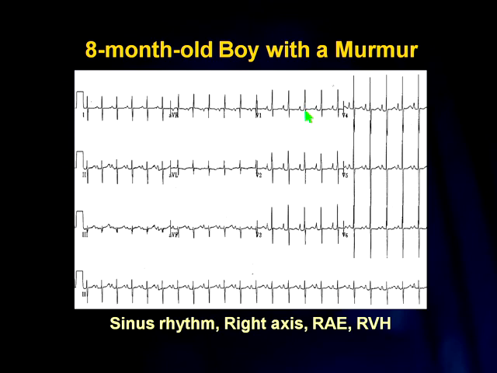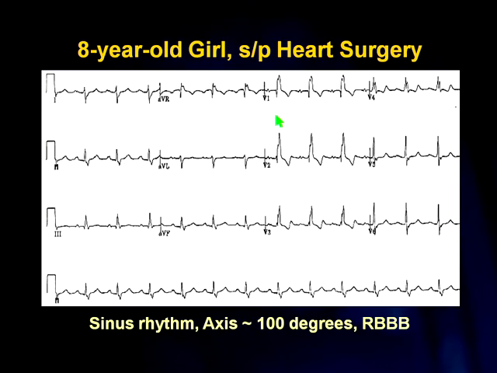pure R wave in V1, but look at the T wave. Remember I told you the T wave should be perfectly, beautifully negative after about a week of age? Not the case here. This is not a perfectly normal negative T wave. This is right ventricular hypertrophy. Okay? Okay. 8-year-old girl, status post heart surgery.